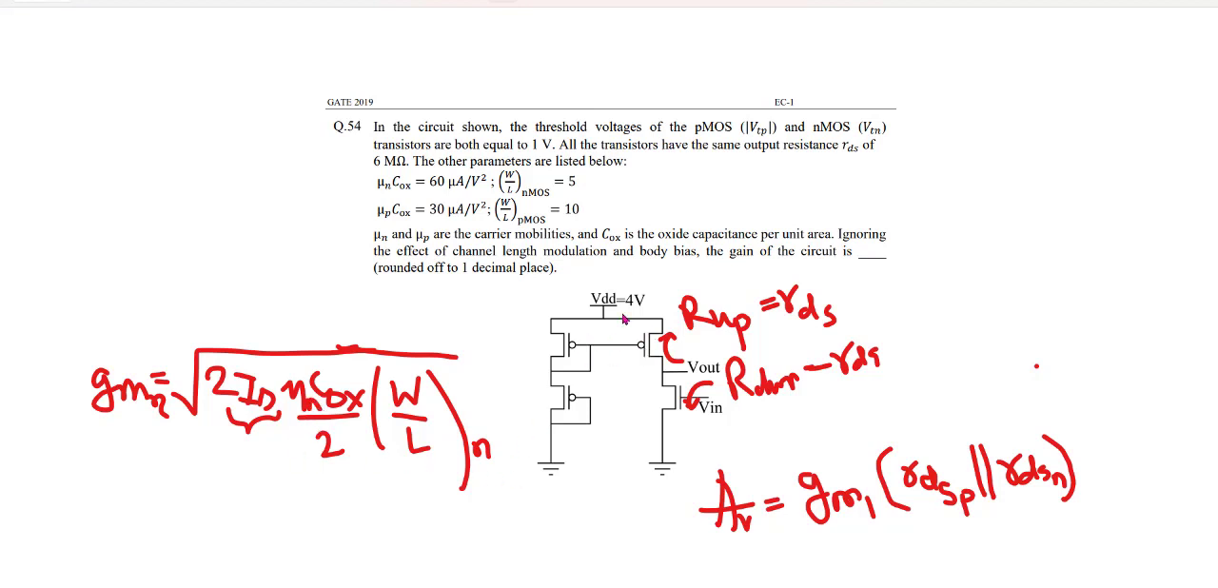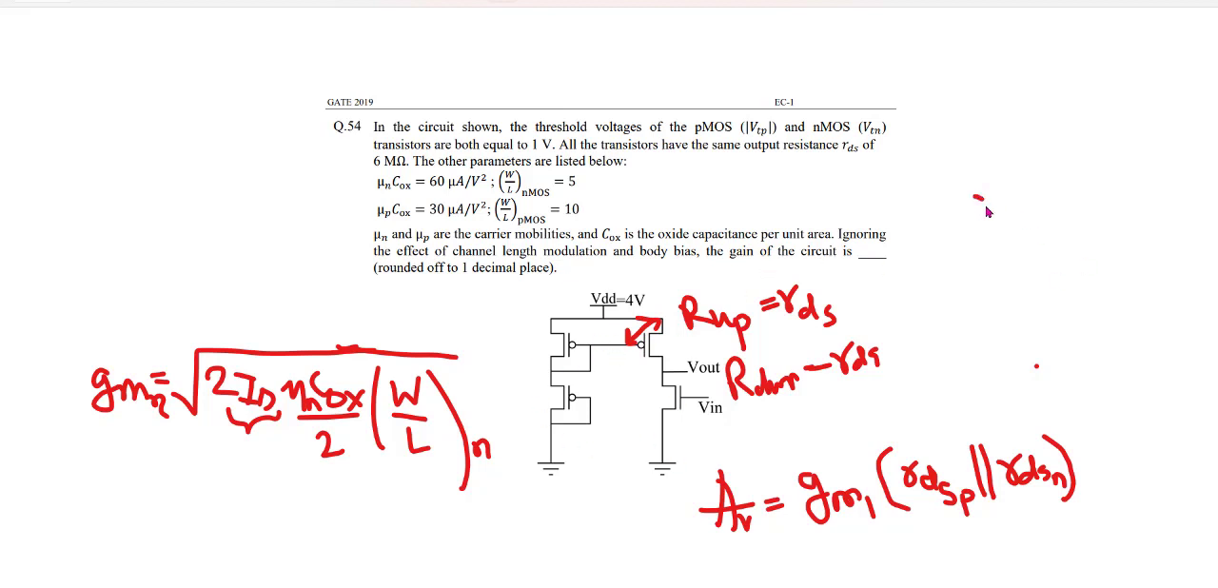But you see the ID is equal for both, right? IDN is equals to IDP. So why I am saying this? Because if I want to find ID for NMOS, I need to know the VGS, which is an unknown value here, right? I am unable to see VGS. But you see from here, the VSG can be found out, right? This can be found out.